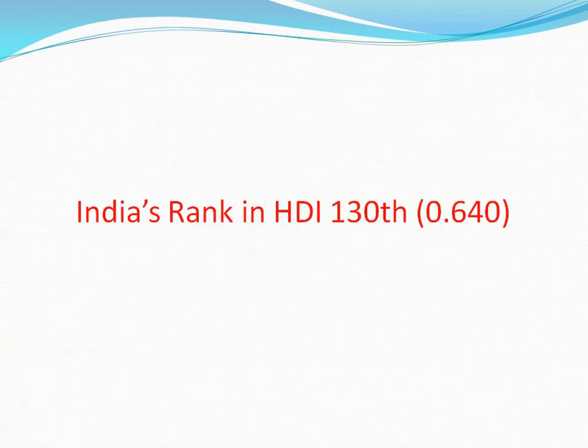India's rank in HDI is 138th, and its score is 0.640 only. What does it mean? 129 countries are ahead of us in terms of human development. Remember where we stand and what we have to do. Okay, this chapter is complete now.